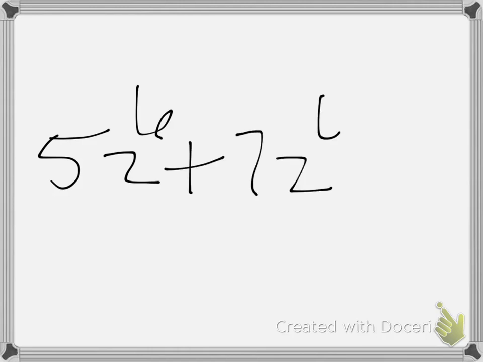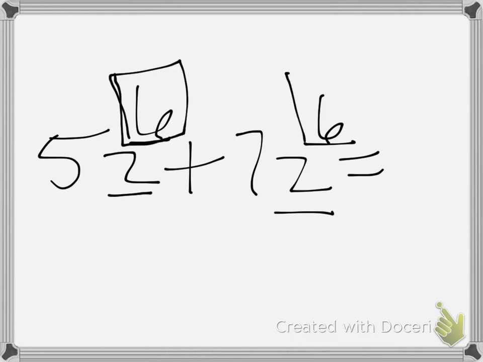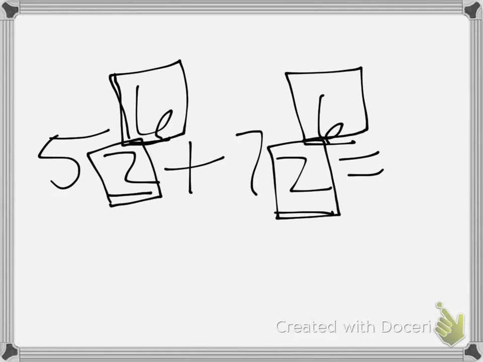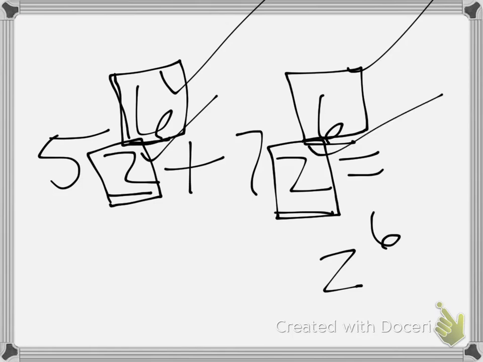Okay, let's try another one. So let's say if I had 5z to the 6 plus 7z to the 6. The first thing you would do is check and see if your variables and your exponents are the same. So as you can see, I have my 6 and my 6, and I have two of my z's, which are the same. So you can automatically go ahead and write down z to the 6 because we have this and that. And then the next thing we would do is see what our numbers are. We have 5 and 7. So 5 plus 7, you know, is 12.